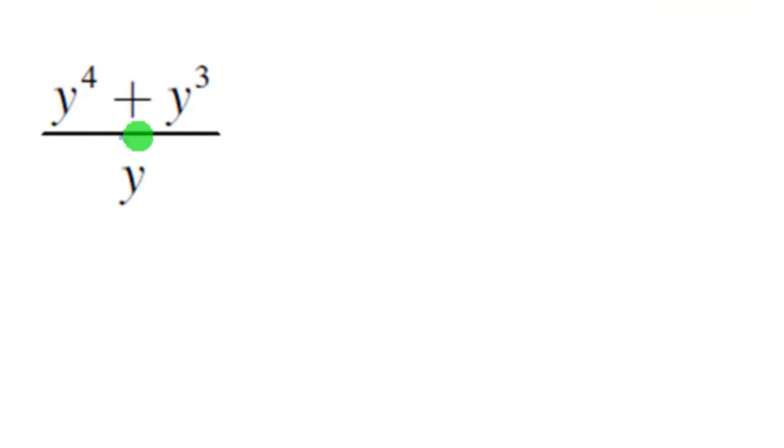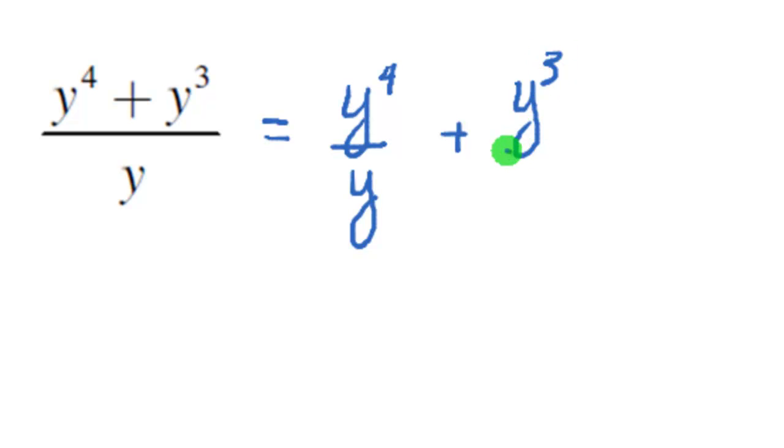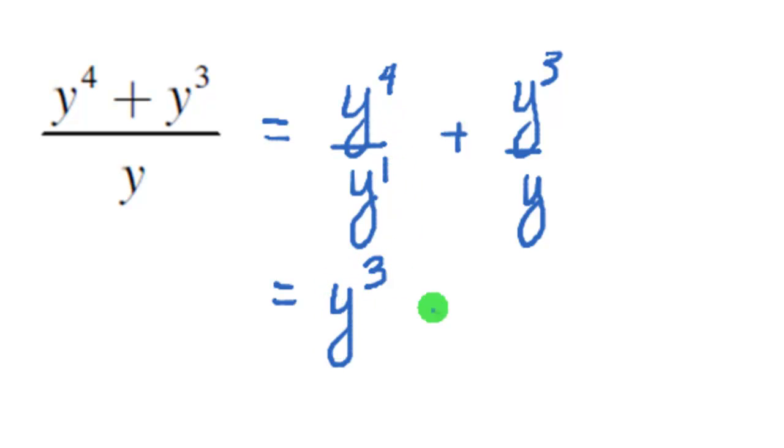Okay, let's try another one. Again, here we have a binomial, y to the 4th plus y cubed divided by y. So let's split that up. That's y to the 4th divided by y, plus y to the 3rd divided by y. And y to the 4th divided by y, there's an exponent of 1 here, as you know. We're going to subtract these two exponents, so 4 minus 1 is 3, and we get y cubed. Plus, and here, y to the 3rd divided by y to the 1st. Keep the base, subtract the exponents, we get y squared.